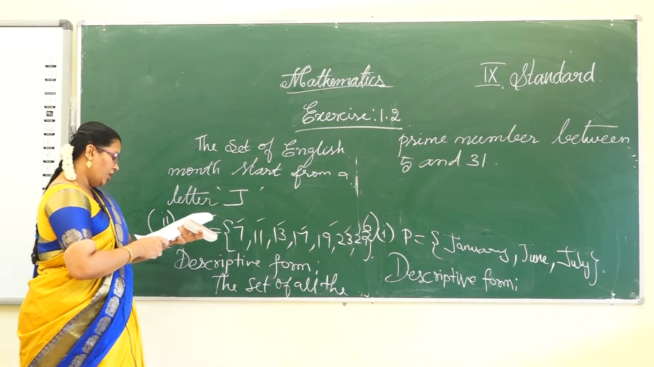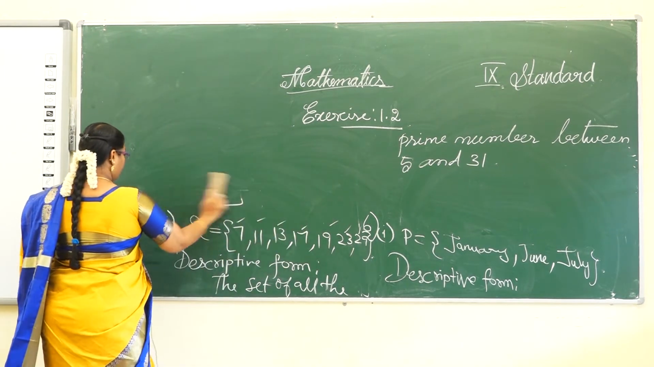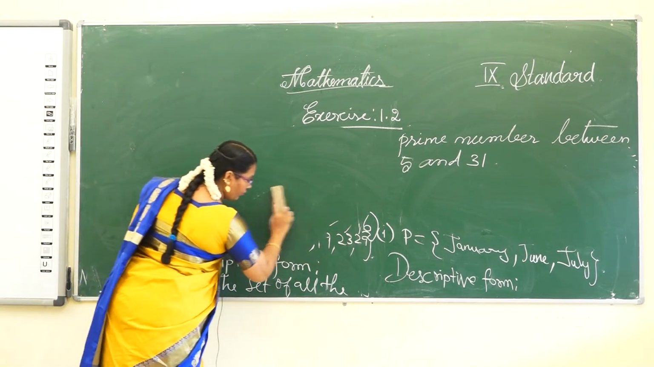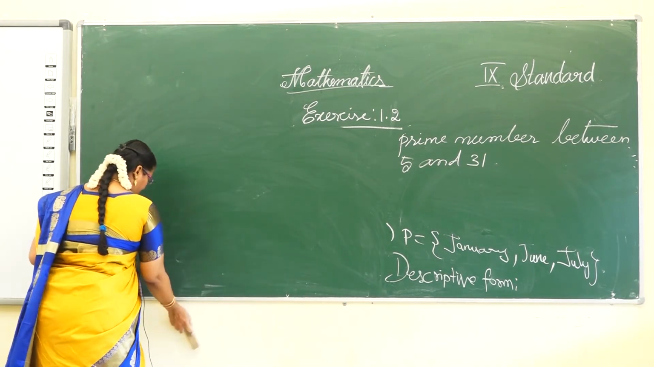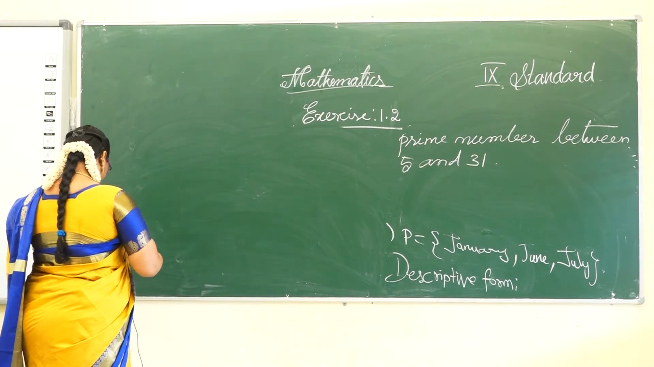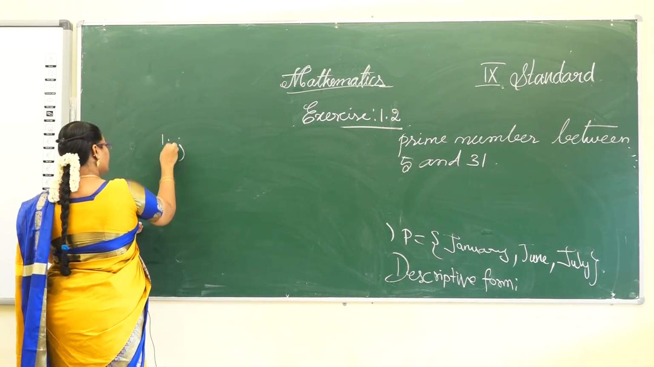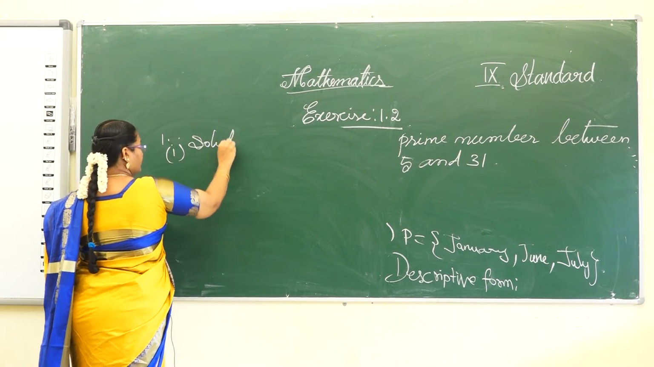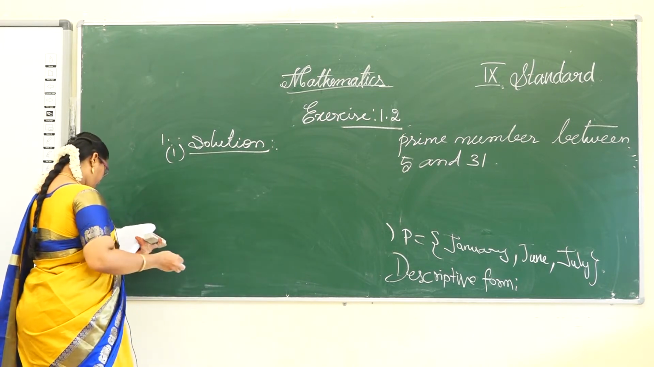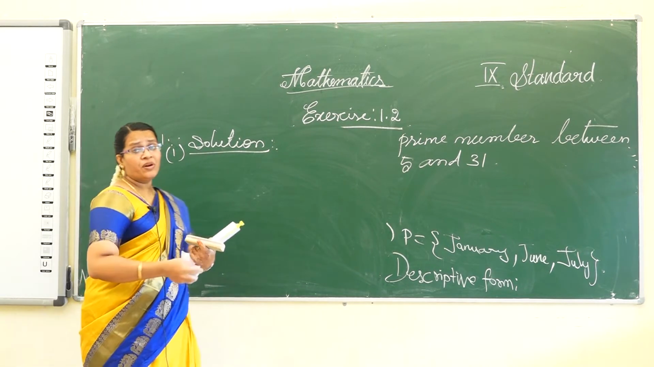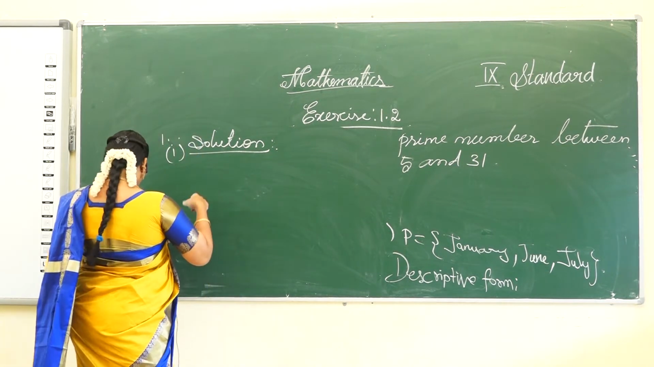First one, find the cardinal number of the following sets. So cardinal number of a set means the number of elements in a set.